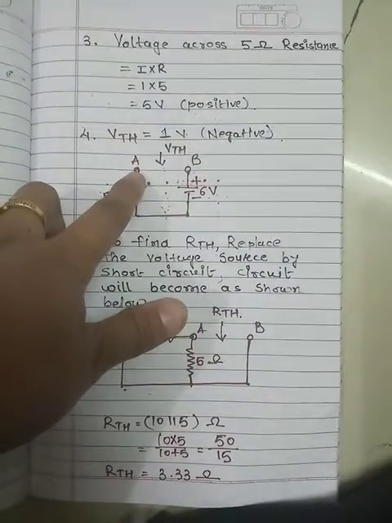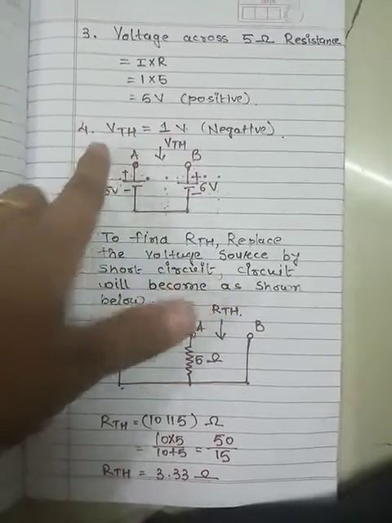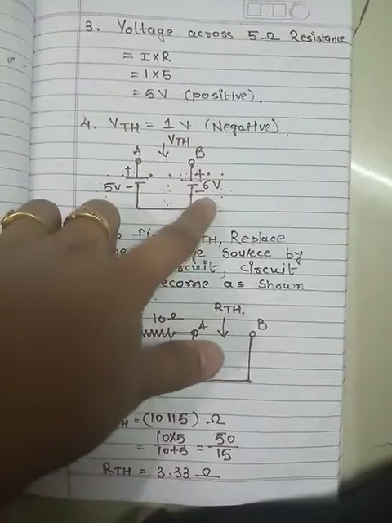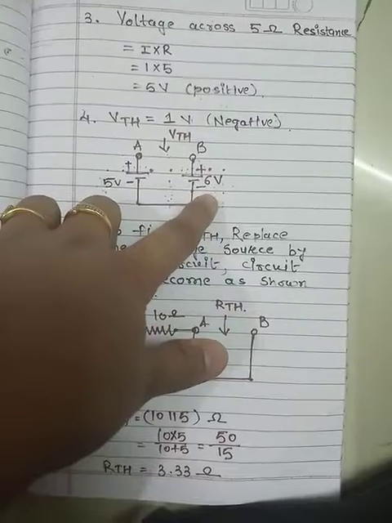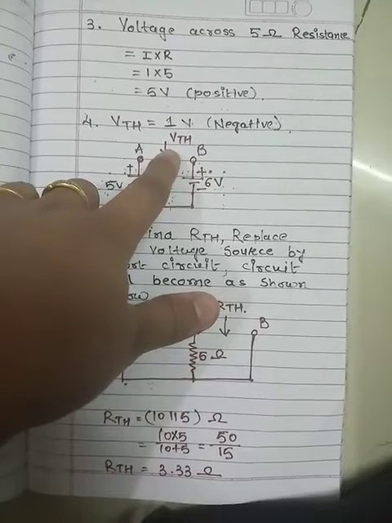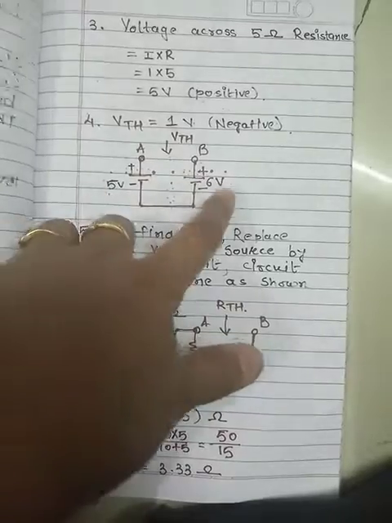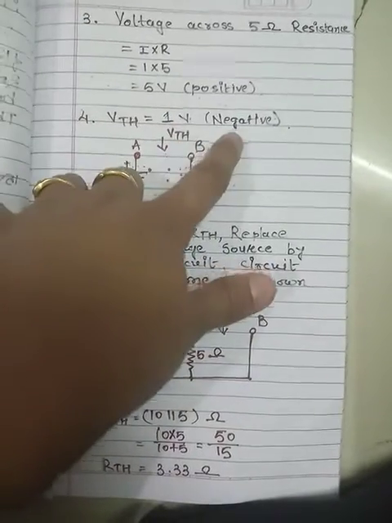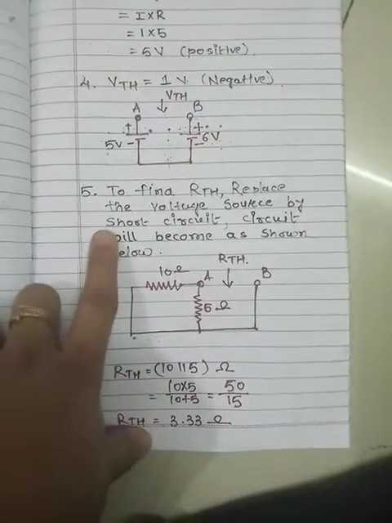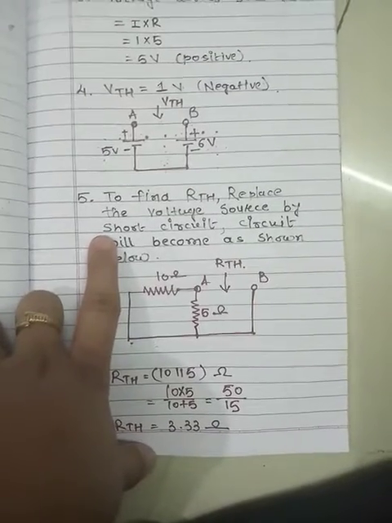Now A and B are both the open circuit terminals. See here, the 5 volt has positive and negative polarity, and the 6 volt is already given. So our Thevenin equivalent open circuit voltage source VTH is the open circuit voltage across A and B. That is 5 minus 6, so you will get 1 volt negative, which is the Thevenin equivalent voltage.